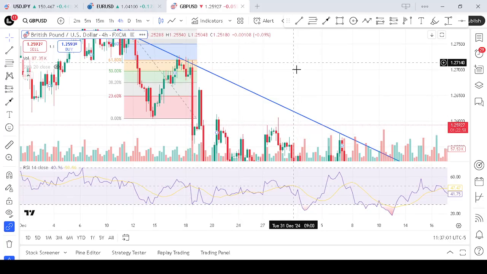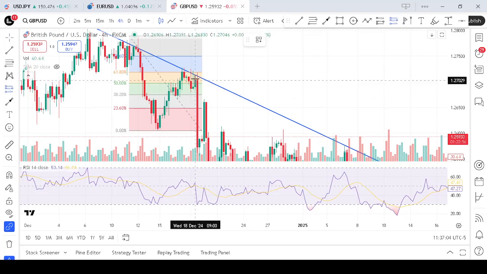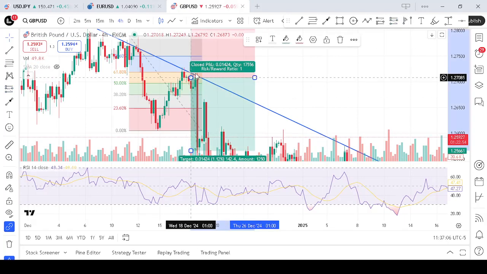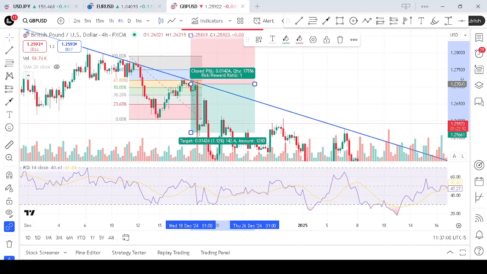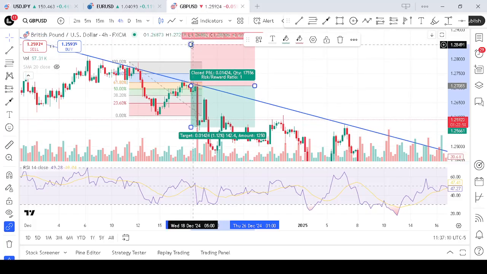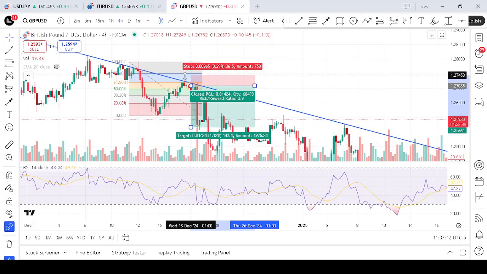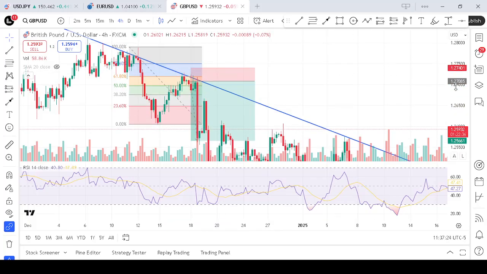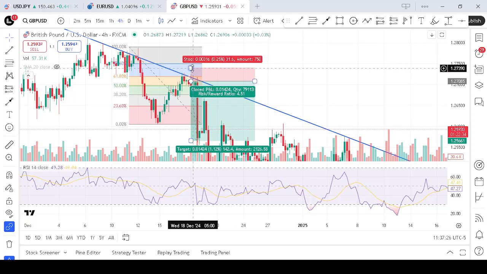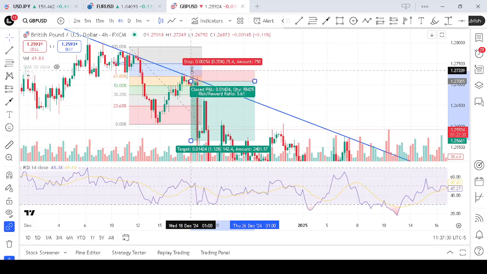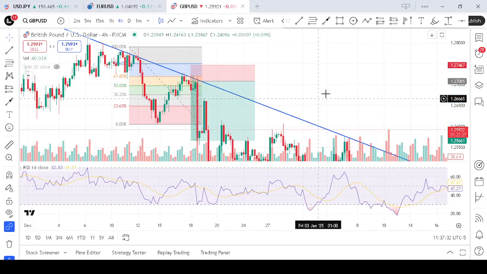Now, how do we manage our risks? If we are to enter at our optimum area from our Fibonacci level, how do we manage our risks? We put our stop loss just below or just above the most recent structure. In case of a bearish market, we put our stop loss just above the recent structure, or above the trend line, or above your support or your resistance level. This is to give your trade some breathing space.